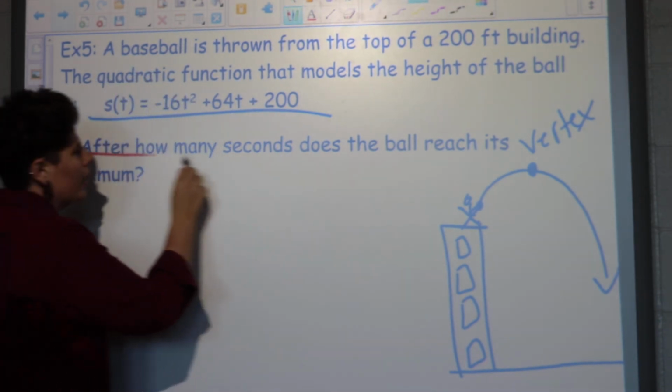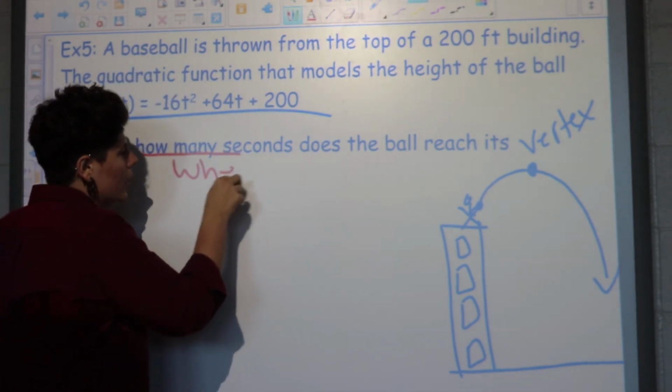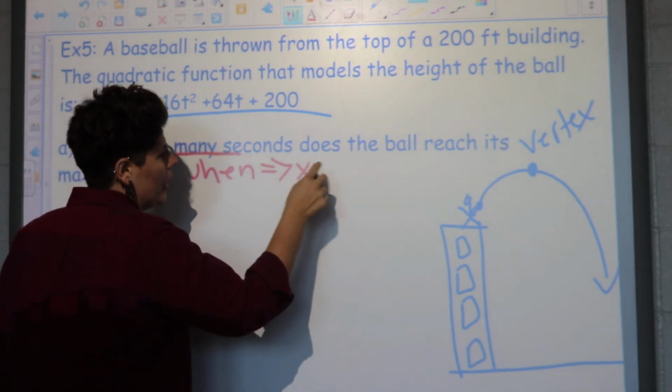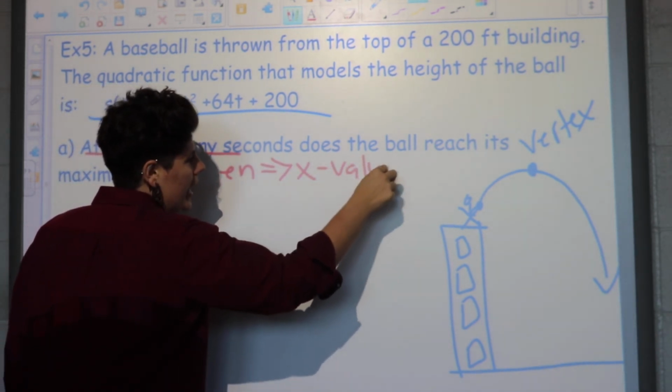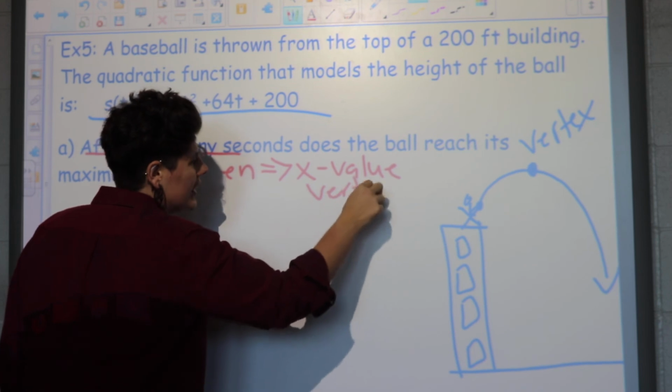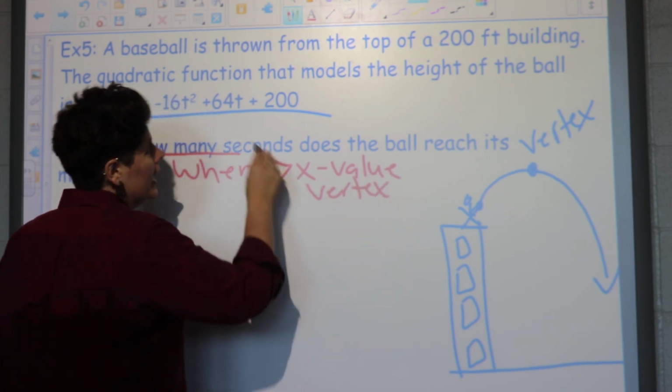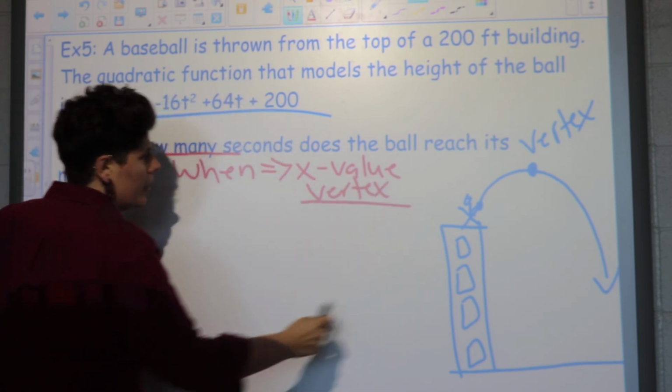It says after how many seconds? It's asking when. When means the x value of the vertex. When is it happening? It's talking about an x value. And since we want the maximum, we're talking about the vertex here.